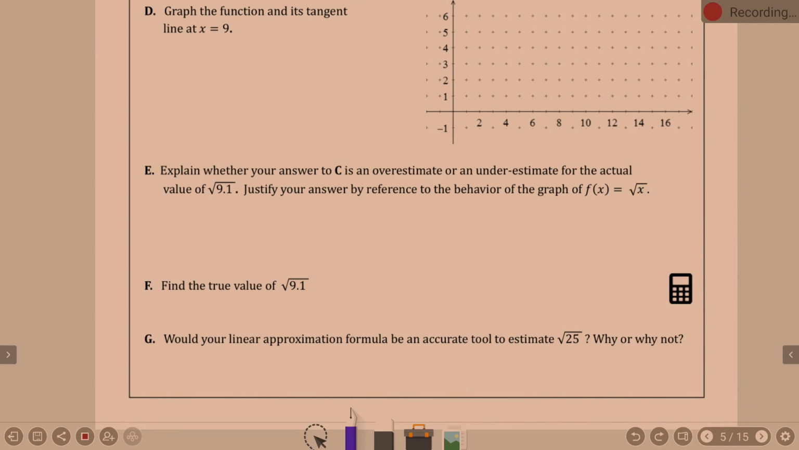Okay, D. Graph the function and its tangent line at x equals 9. Okay, guys, when we talk about graphing the function y equals square root of x, it starts at (0, 0), goes through (1, 1), (4, 2), (9, 3). I see what you're saying, you just were saying them backwards. And (16, 4), since they have the graph going over that far.